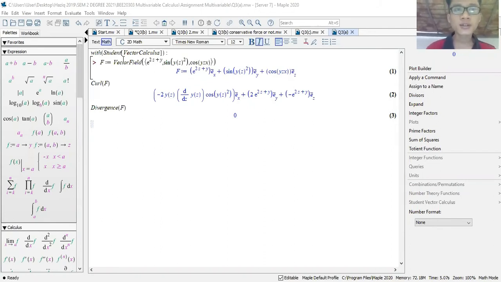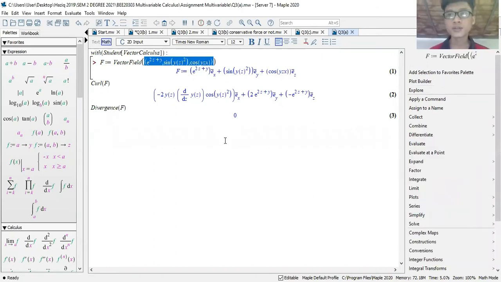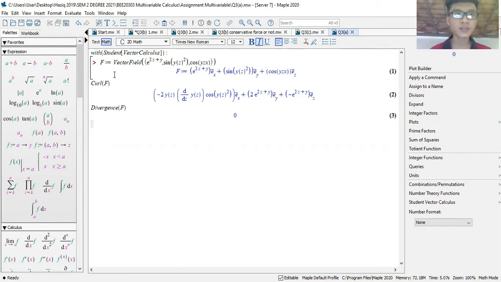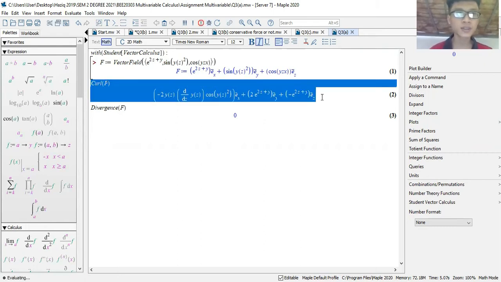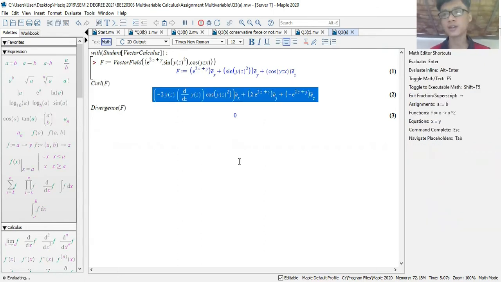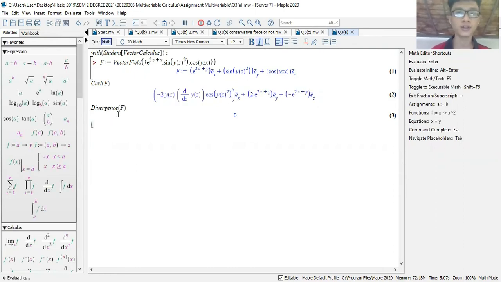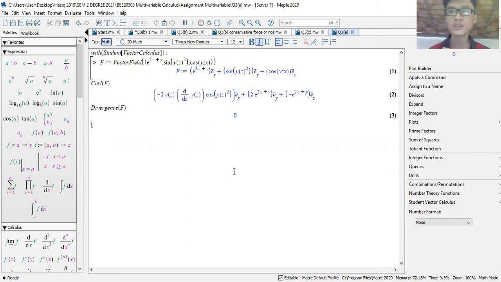By using this coding, include the coding with student vector calculus and input the vector field based on the question that we want. So this is the question from the assignment. Just input it, it's simple. You want to find the curl and divergence. So we just input curl F, and this is the answer for curl, the blue color. Then input divergence, and the answer will become 0. So curl is actually del cross F, while divergence is del dot F. So that is for question 3A.